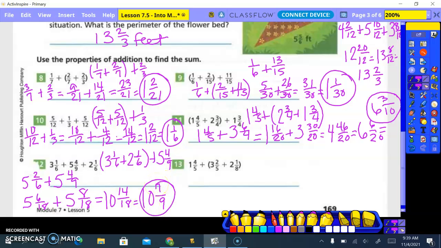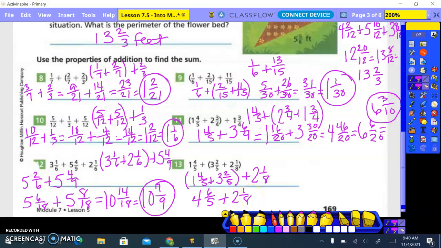Okay. Next one. Commutative, associative, or both? Just associative, right? So parentheses 1 and 4/5 plus 3 and 2/5 into parentheses plus 2 and 1/8. So we didn't have to change the order, just where the parentheses were, right? So 1 and 4/5 plus 3 and 2/5 is 4 and 6/5, and we'll fix that here in a little bit, right? Plus 2 and 1/8.